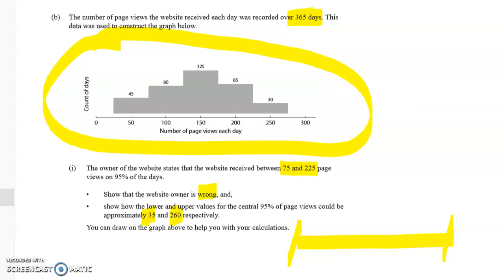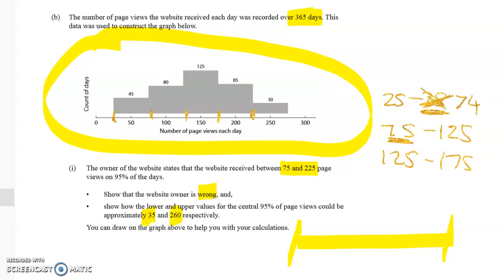Well, we've got our data, and the data is in the form of a histogram. So we need to look at what's going on in here. We've got these categories. So the first category goes from 25 to 75. The next category goes from, well, I guess 75 to 125, and then 125 to 175, and so on. Now, you can't have part of a page view, so we've double counted the 75 in here. So I guess really you could say that this goes from 25 to 74.